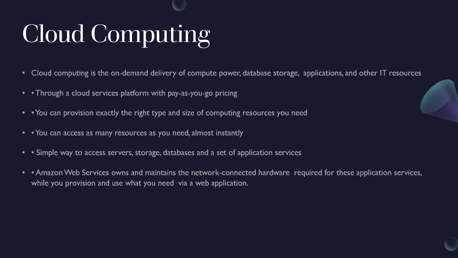Okay, log into AWS, log into Azure, log into Google Cloud, place the orders, and then your server is ready within a few minutes, right? That's the beauty of cloud. So you can access as many resources as you need almost instantly, and it is a simple way to access servers, storage, databases, and application services. Finally, Amazon Web Services, that's AWS, owns and maintains the network connected hardware required for these application services, while you provision and use what you need via the web application.